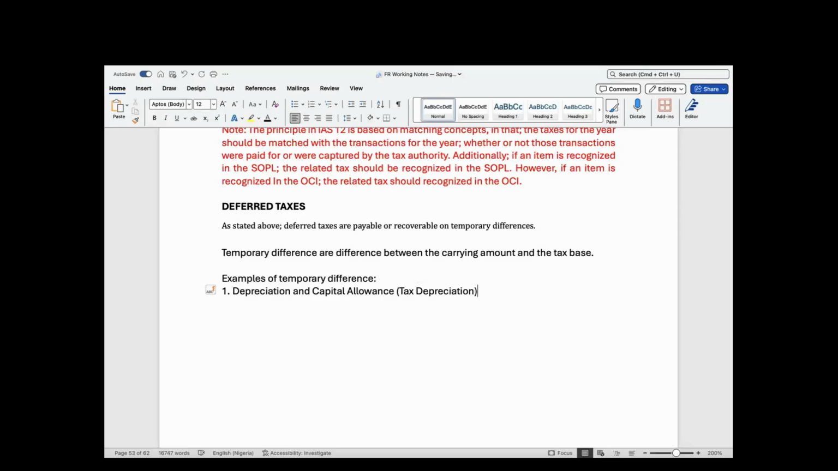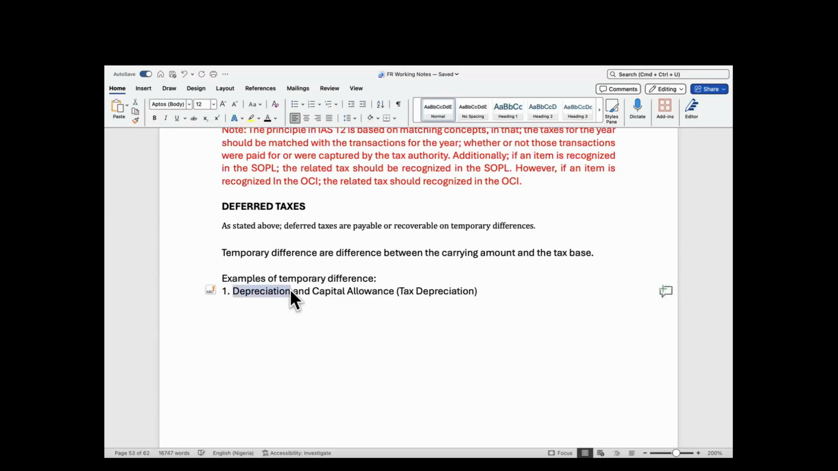Nigeria, in our own country, but IFRS will call it tax depreciation because it's not capital allowance, as they call it in all other countries of the world. Okay, so they just call it tax depreciation. So when they call it tax depreciation, you should know that you're talking about capital allowance.